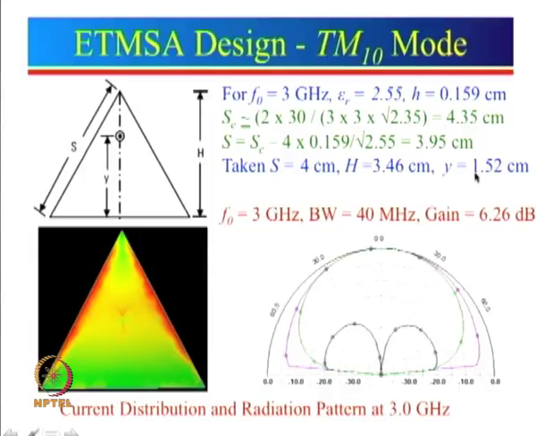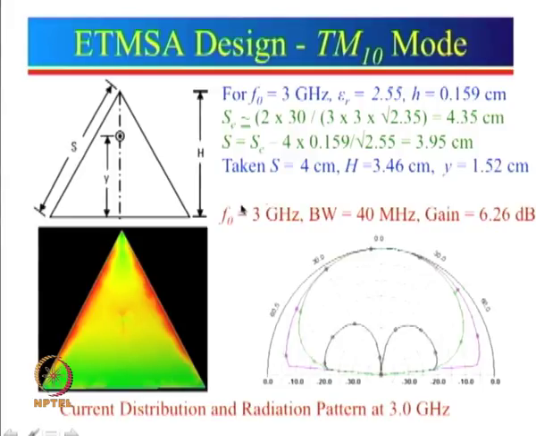In this case we have taken a feed point at 1.52 centimeter, and for this feed point we got a decent match, and the calculated resonance frequency came out to be 3 gigahertz. As I said, it just happened by coincidence, but a fairly good one, because what we had calculated was 3.95, and we just took approximately 4, but one can see that even if I had taken this value, the error would have been very, very small. For this case, the bandwidth obtained is 40 megahertz and the gain is about 6.26 dB.